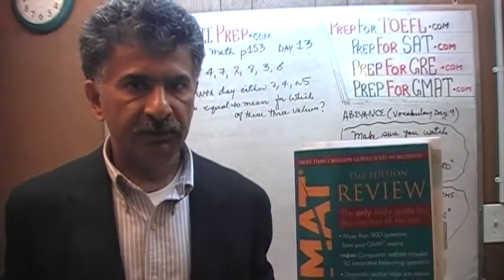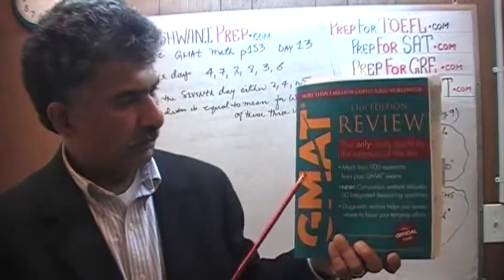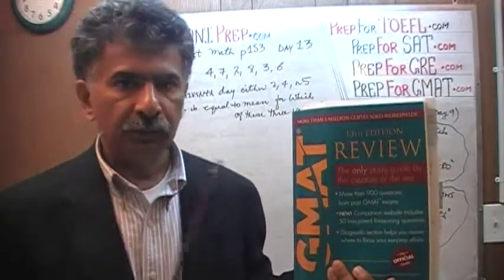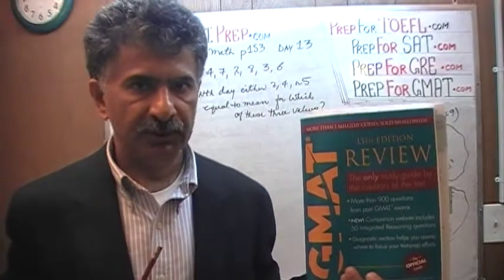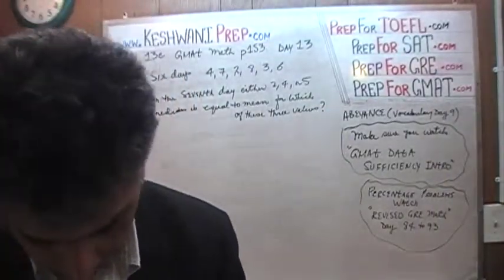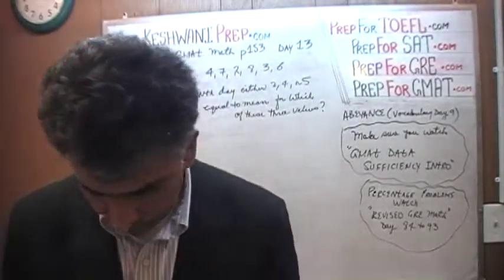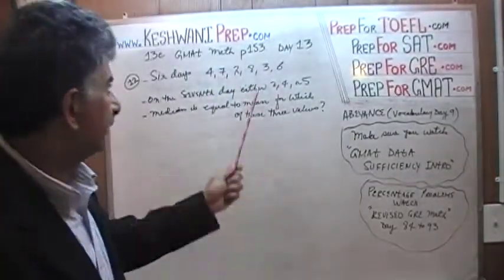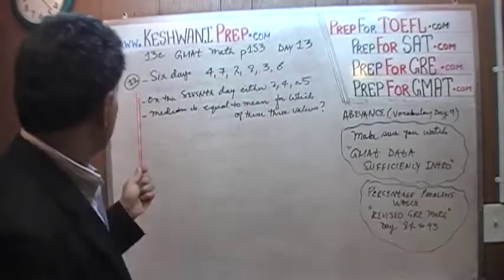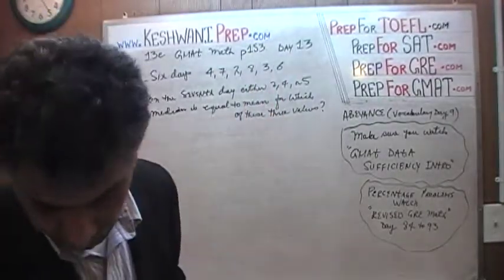We have been solving GMAT math problems out of this book, the GMAT Review Official Guide, 13th edition. If you do not own this book already, purchase one immediately. You're going to need it. The problem we are about to solve is at the very bottom of page 153. Today is our lesson number 13. Question number 12 on page 153, the very last question.